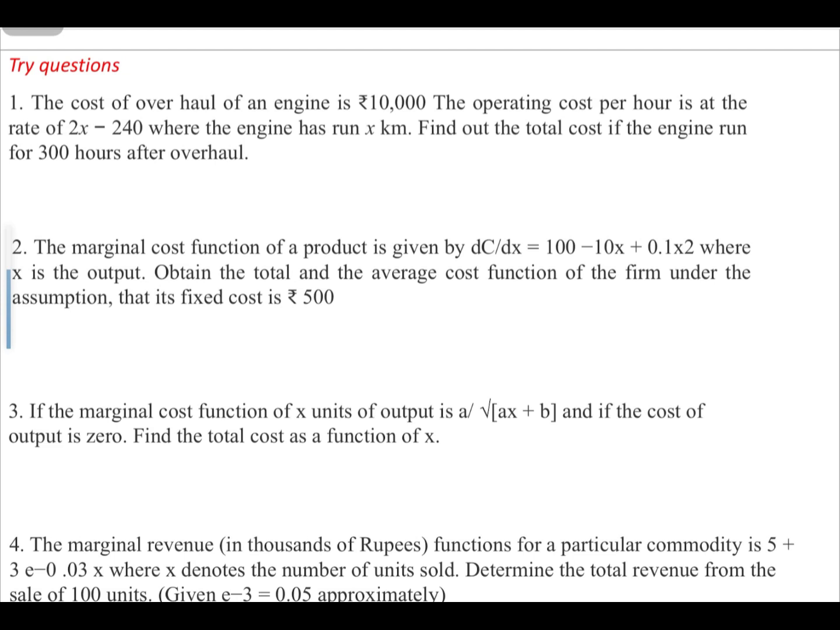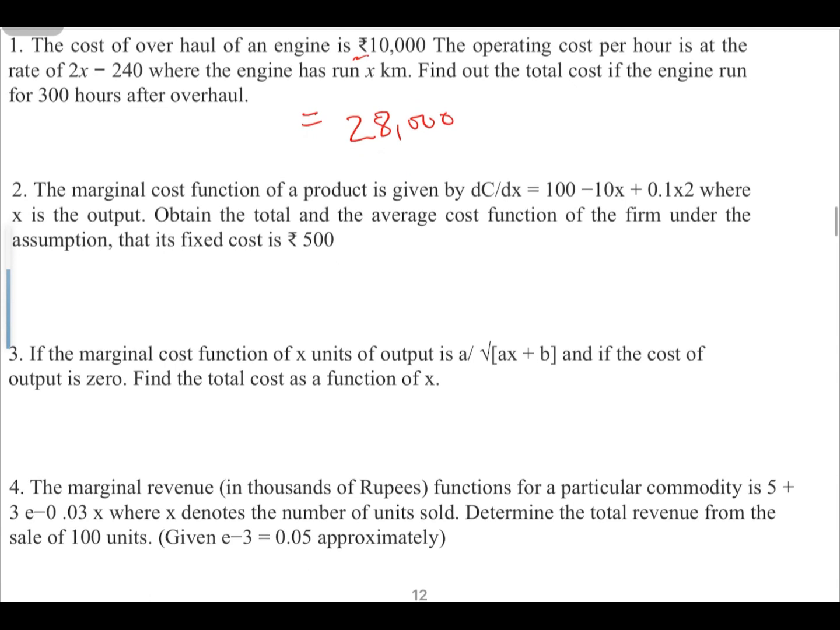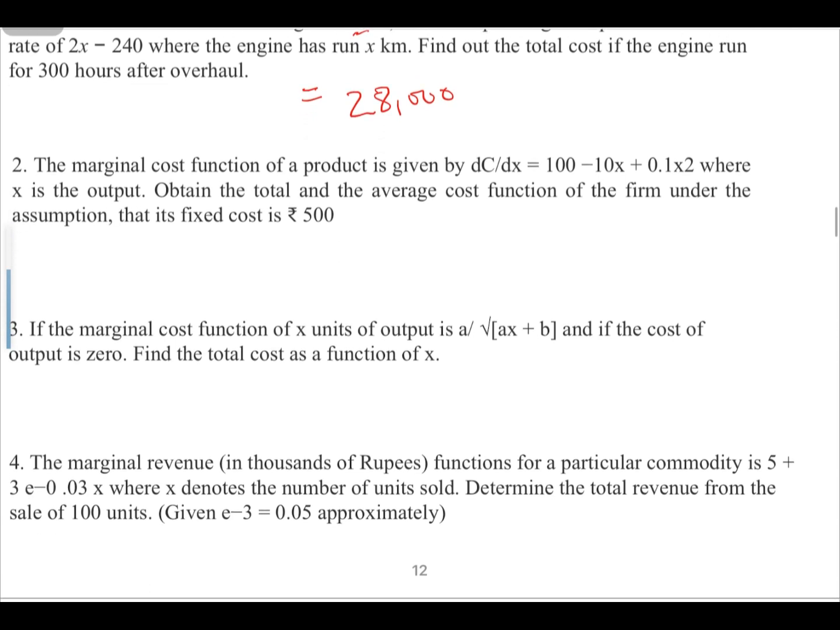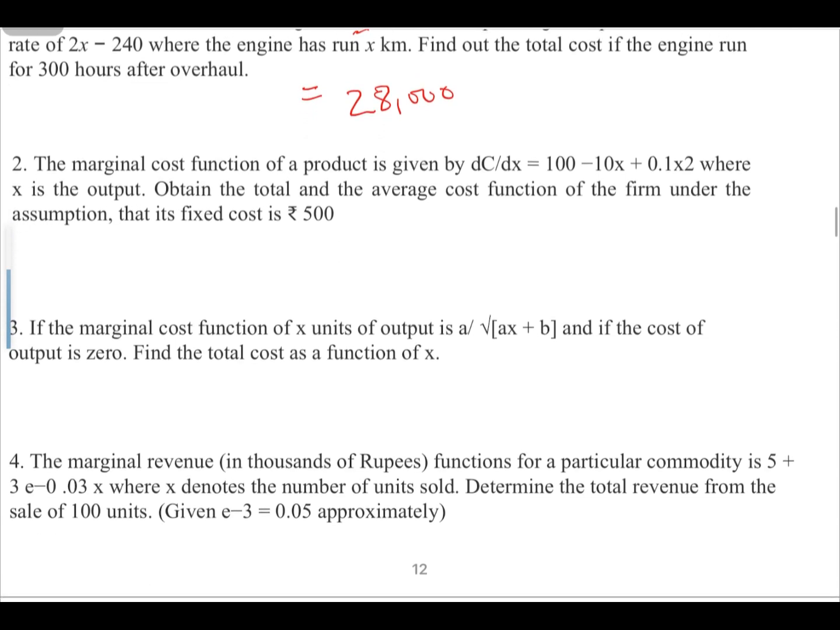These examples are just simple questions. The first one, we are going to get 28,000 rupees, that's the symbol over there. And then the second one is about the marginal cost function of a product.